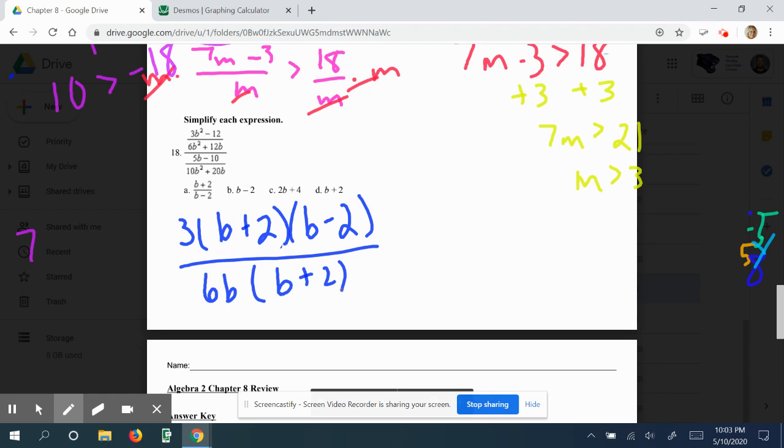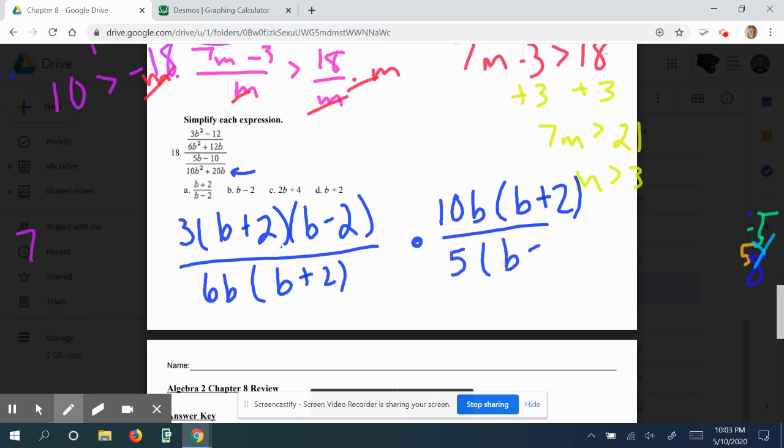Okay? Now, I see a big division. So what I'm going to do is I'm actually going to just multiply it by its reciprocal. So now this is actually going to be the top of my second fraction. And I'm going to factor out a 10b, because then I'm going to get b plus 2. And then my last one is going to be the 5b minus 10. So if I take a 5 out, I get b minus 2. Now, let's simplify as much as we can. Okay? Well, first, I see that I have a b plus 2 and a b plus 2 cancel out, and a b minus 2 and a b minus 2 cancel out.